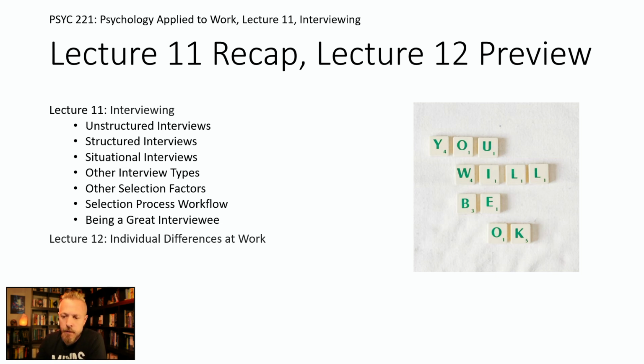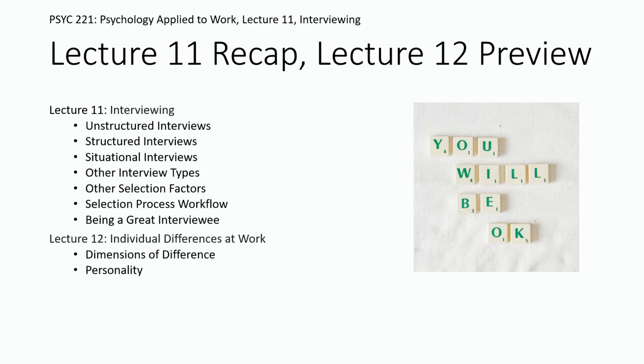All right, lecture 12 is our next bonus lecture, our fourth bonus lecture. This one should be fun. It's about individual differences at work. We'll talk about what those differences are, what the dimensions of difference are, and we'll spend quite a bit of the time talking about personality. But we'll also talk about thinking styles, cognitive styles. And we'll talk about how life experience also ends up being quite a source of difference. And we'll talk about neurodiversity.